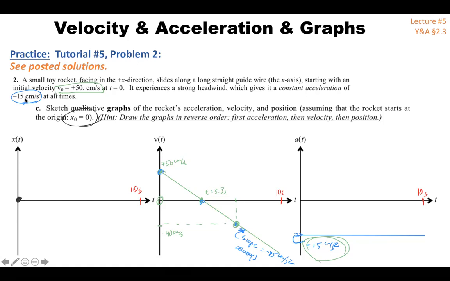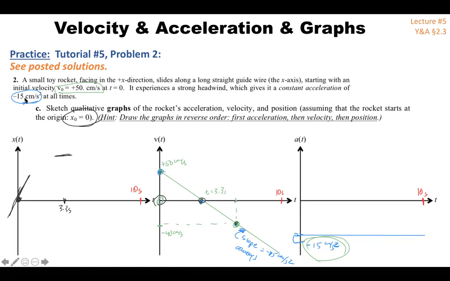That means that at the initial time at t equals 0, the velocity has a value of positive 50. So that means I need to draw a graph whose slope starts out at positive 50, right? So a nice steep positive slope. Then at t equals 3.3 seconds, I need to make this graph have a slope of 0 because the velocity is 0.